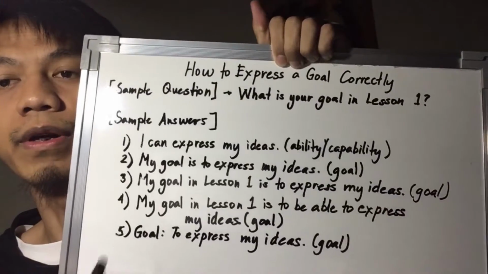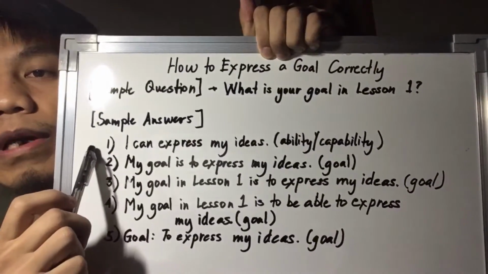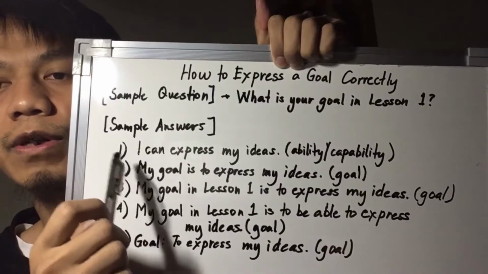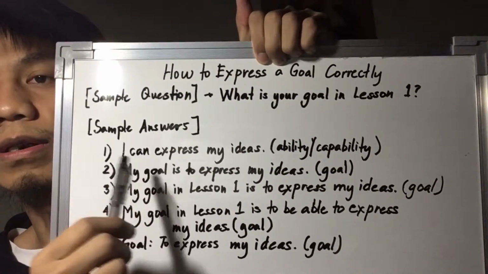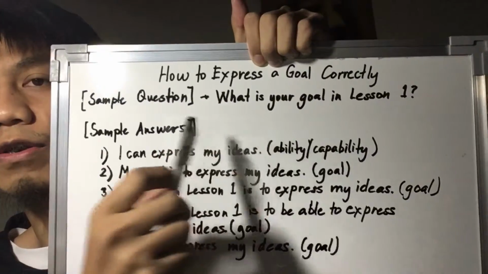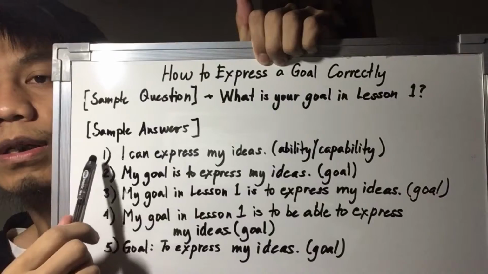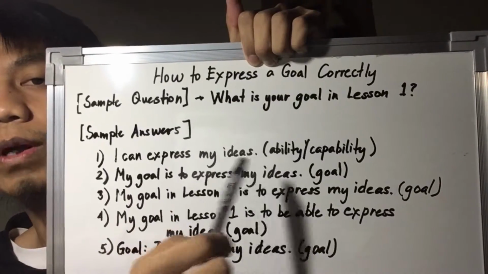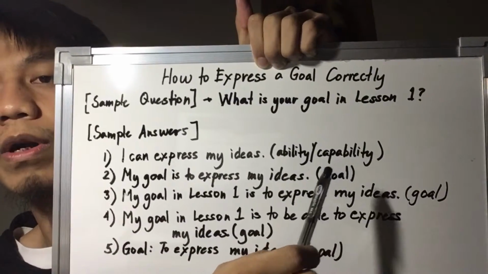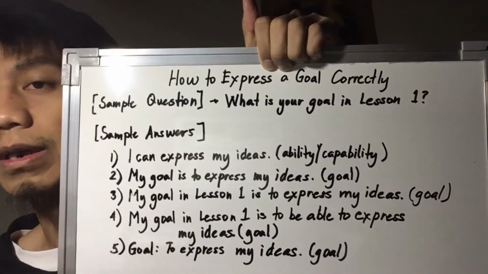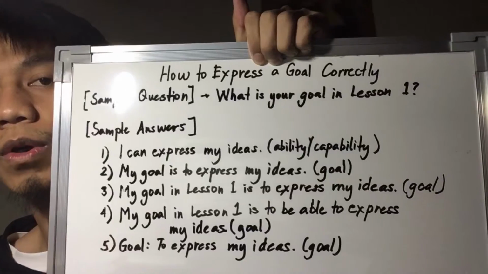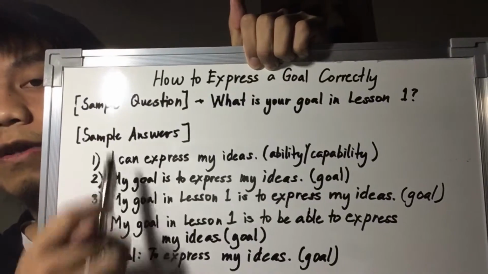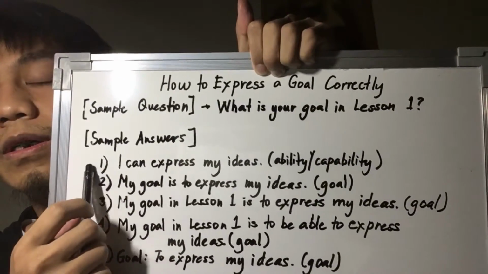Well, first of all, answer number 1 is not a goal. Answer number 1 is grammatically correct, but it doesn't answer this question because it is not a goal. Number 1 is a way to express an ability or a capability. It does not express a goal. So you have to find another way to answer this question.